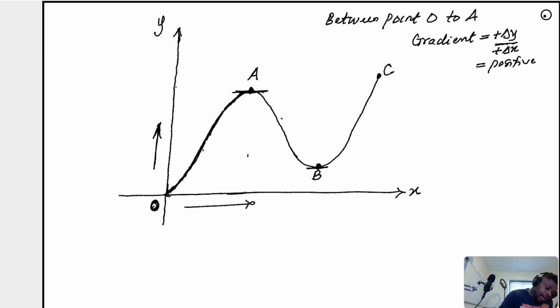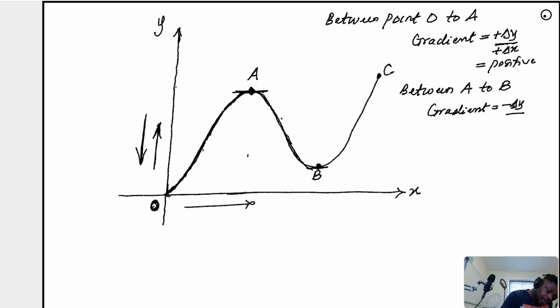So now, if I check between A to B, let's see between A to B. This is between A to B. You can see here, I'm coming down from A to B. That means the value of y is decreasing this way, okay? Value of y is decreasing, so that is minus change in y divided by, but as I'm coming from A to B, the value of x is still increasing. That is plus change in x.